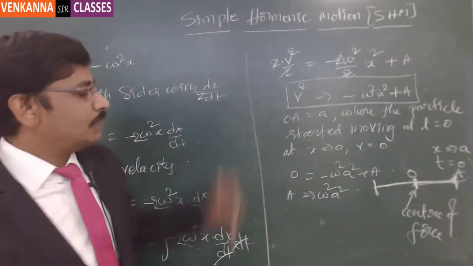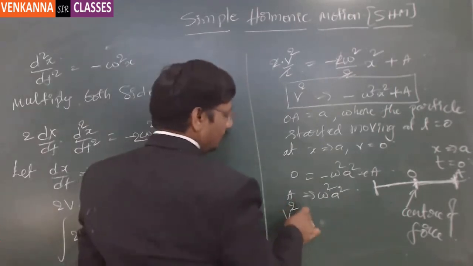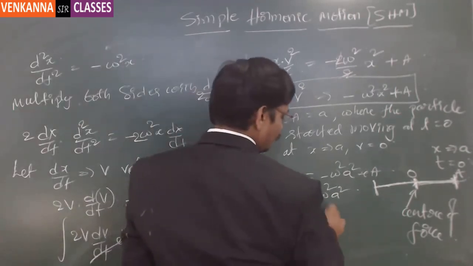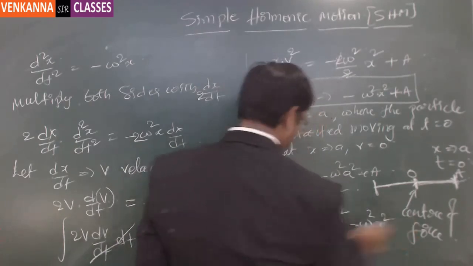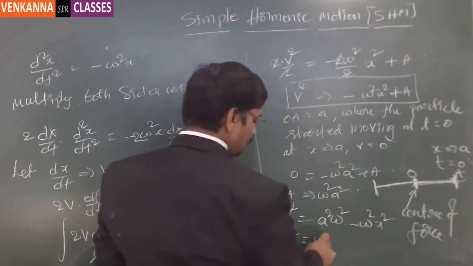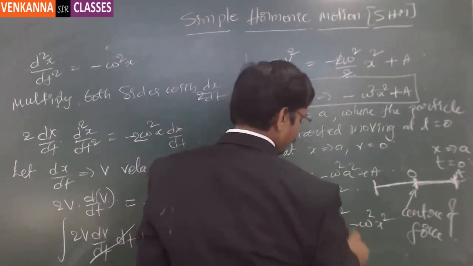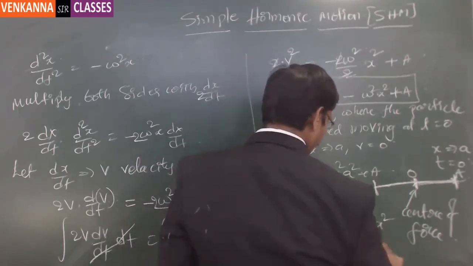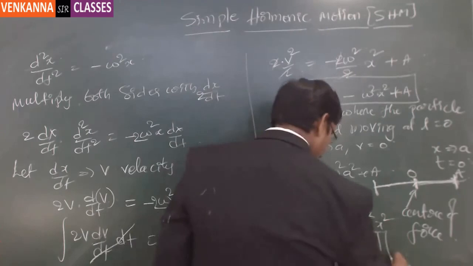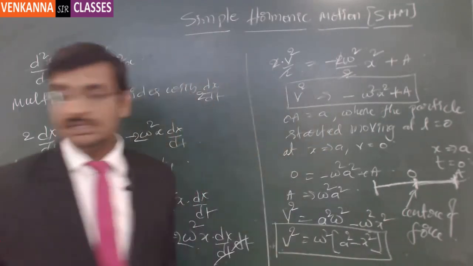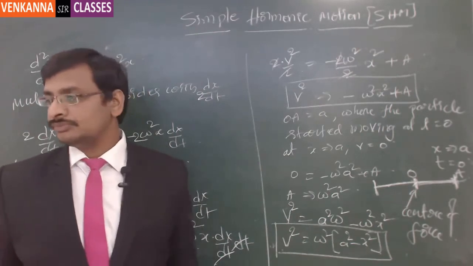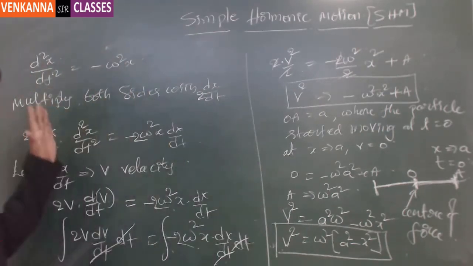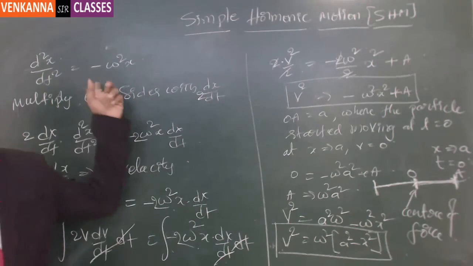Now if you replace back here, v square is equal to a square omega square minus omega square x square, or v square is equal to omega square times a square minus x square. So this is the relation of the velocity and the displacement at any instant in a simple harmonic motion. Got it? So this is all just to solve the differential equation given by this equation.